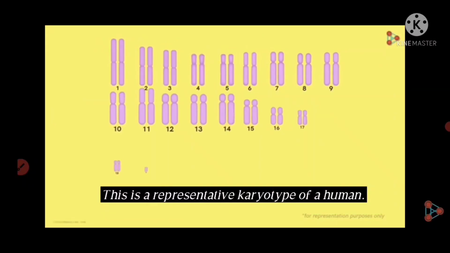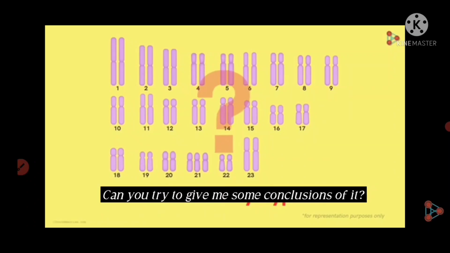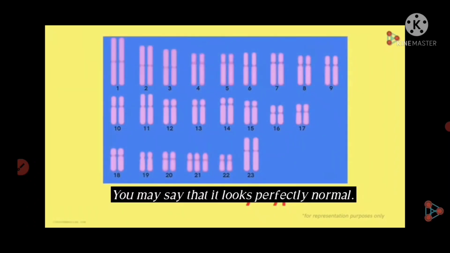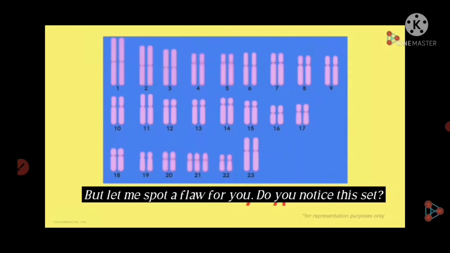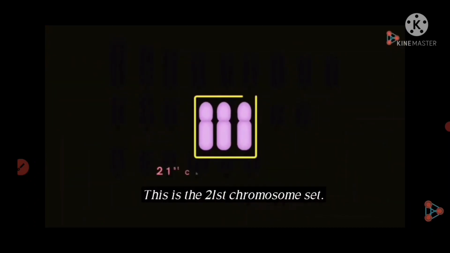This is a representative karyotype of a human. By now we know what a karyotype is. Can you try to give me some conclusions of it? You may say that it looks perfectly normal. But let me spot a flaw for you. Do you notice this set? This is the 21st chromosome set.